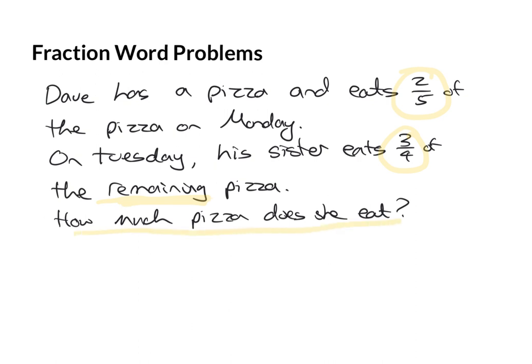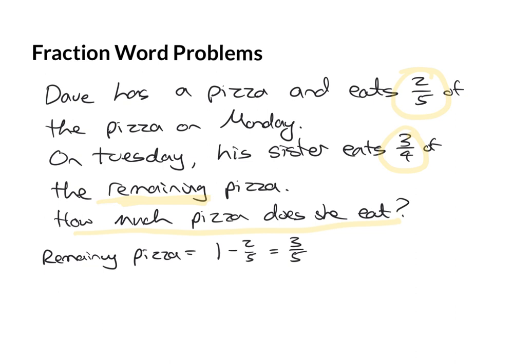eat in total. So what is the question here? What is the maths there? Well, if Dave eats 2/5, how much is left? Because we need to know how much is left because his sister eats 3/4 of what is left. So the remaining pizza will be equal to 1 minus the 2/5. That's what he eats. Well, that's easy because that's 3/5. And she eats 3/4 of the remaining pizza.